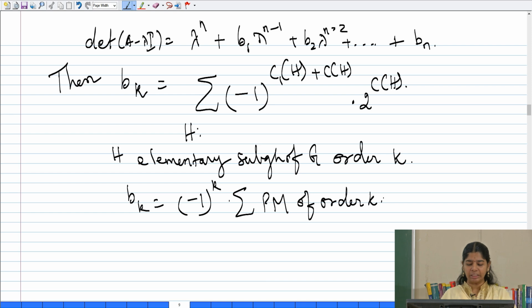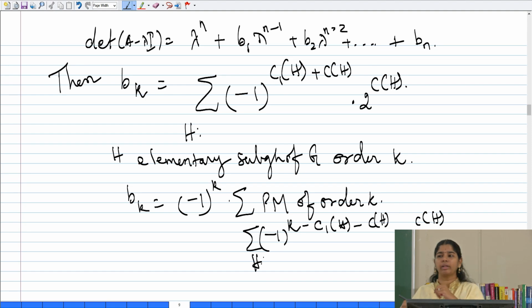So from there we can easily see that, if I think of that subgraph as my whole graph, then the summation for bk would be nothing but sigma minus 1 to the power of k minus c1h minus c of h into 2 power c of h, and summation over all such order k subgraphs. Okay. So, this is where we can connect the principal minors with the subgraphs and these elementary subgraphs of order k here.